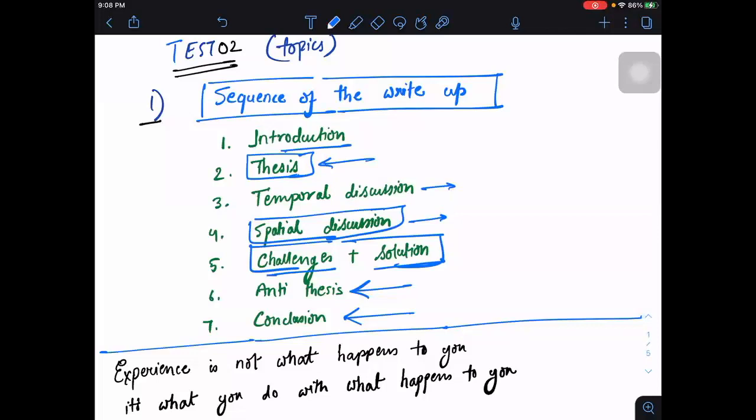Now the next dimension is challenges and solution. If the topic is the same, the experience one, here you need to talk about what kind of challenges a person can face, and what kind of solution you can suggest, right? It will come to around 1.5 to 2 pages.